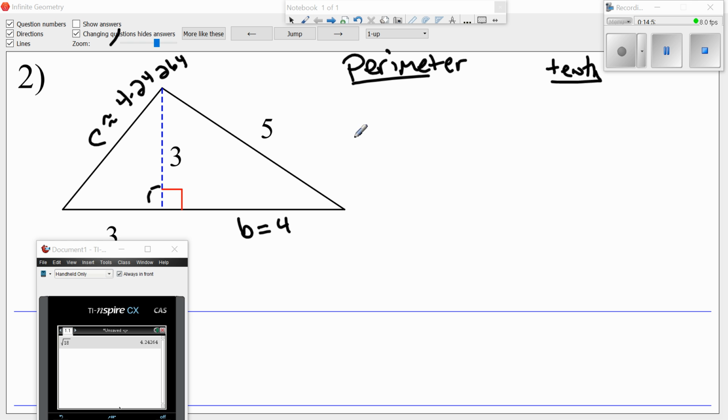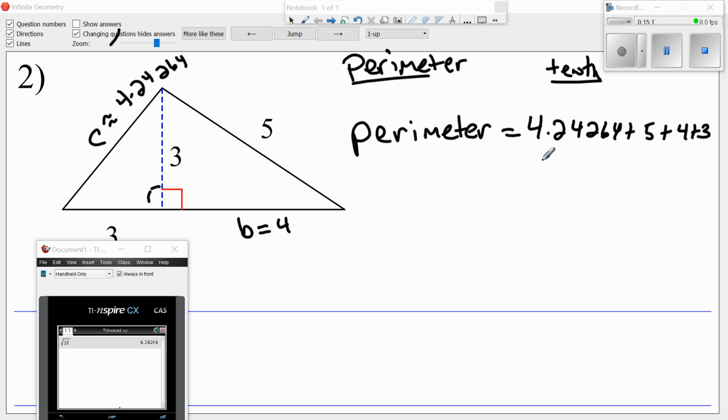Okay, so for my perimeter, I want to find the outside of the triangle. The outside, nothing on the inside. So my perimeter is C, which is 4.24264, plus 5, plus my base, oh, this side here is 4 plus 3. Alright, so pretty easy. 5 plus 4 is 9, 9 plus 3 is 12, 12 plus 4 is going to equal 15. You could put this in your calculator if you'd like. Okay, so that's our perimeter.